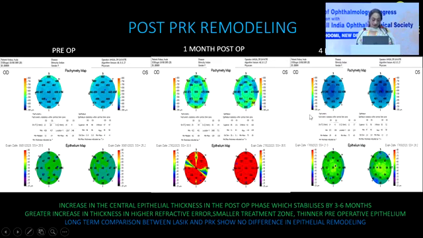Post-PRK remodeling shows an increase in the central epithelial thickening in the post-op phase, and this typically stabilizes by the end of 6 months. The long-term comparison between LASIK and PRK does not show any difference in the epithelial remodeling, and it does not really affect the vision.